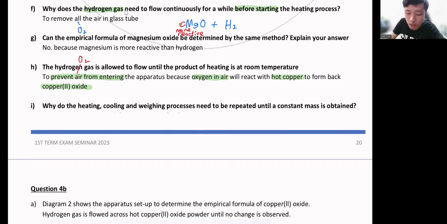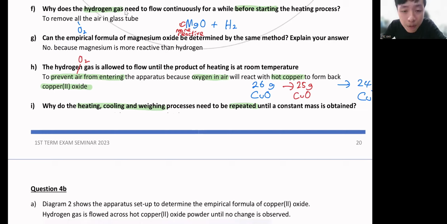Okay. Why do the heating, cooling, weighing process need to be repeated? Now, this experiment you have to repeat until why? This doesn't matter with CuO or MgO, right? When you heat that, you have to repeat these processes because, let's say at the beginning your CuO is 26 gram. Let's say your final product, which is copper, is 24 gram.